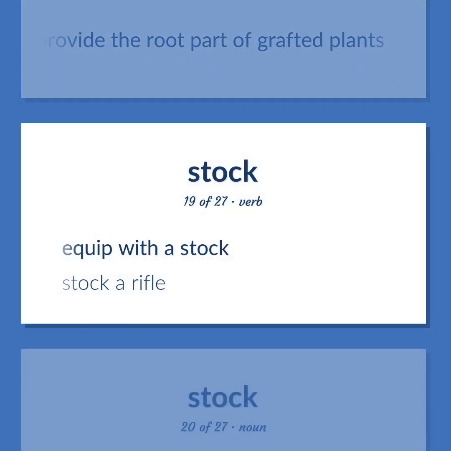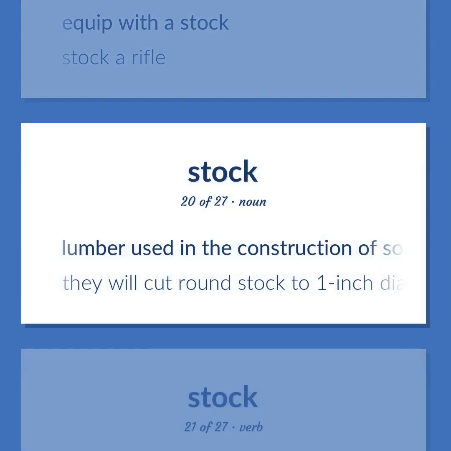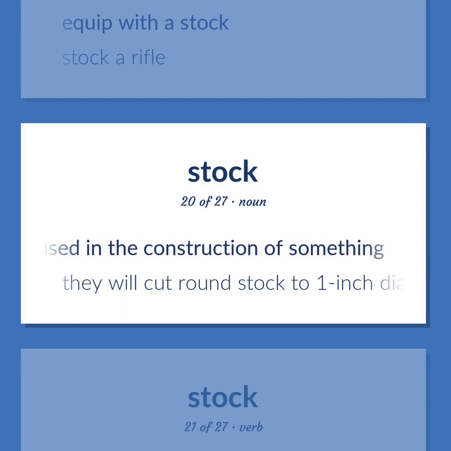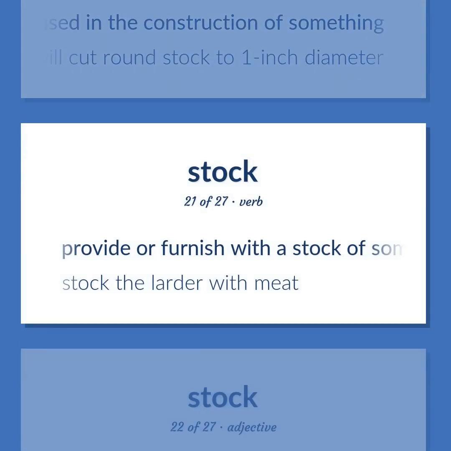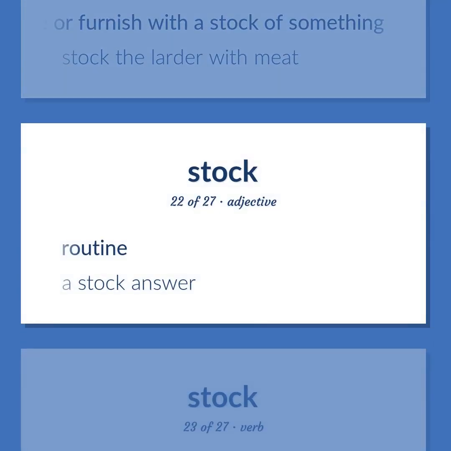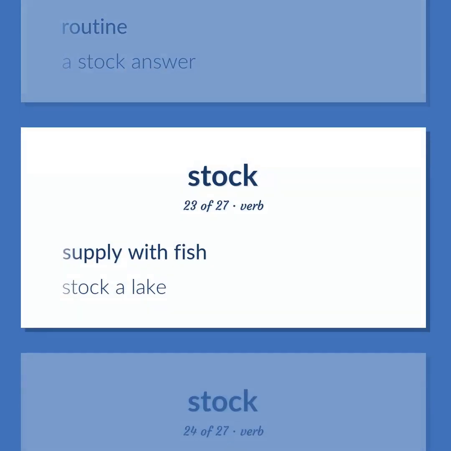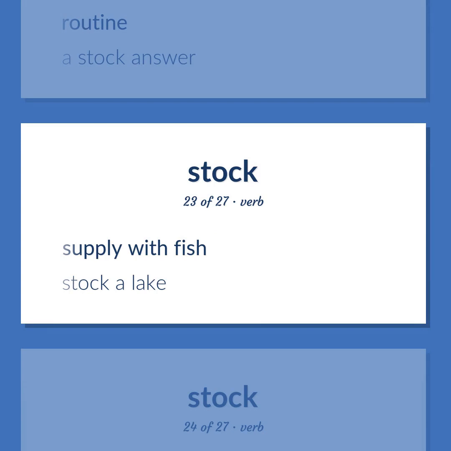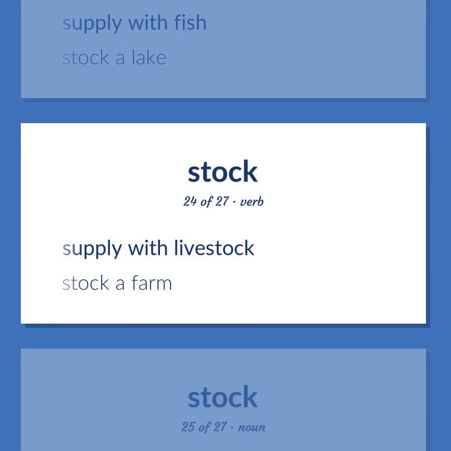Equip with a stock. Stock a rifle. Lumber used in the construction of something. They will cut round stock to 1 inch diameter. Provide or furnish with a stock of something. Stock the larder with meat. Routine. A stock answer. Supply with fish. Stock a lake. Supply with livestock. Stock a farm.